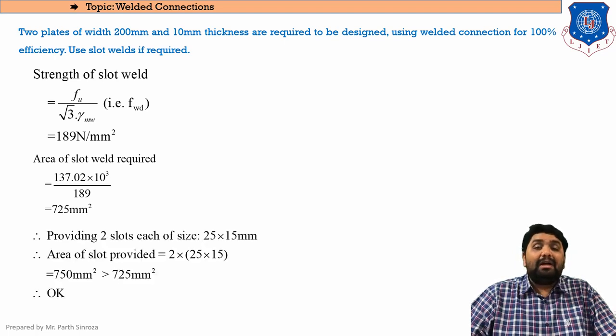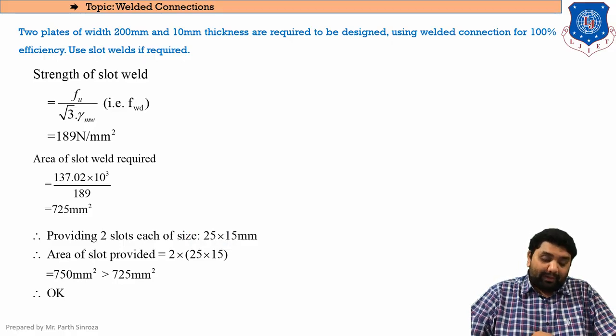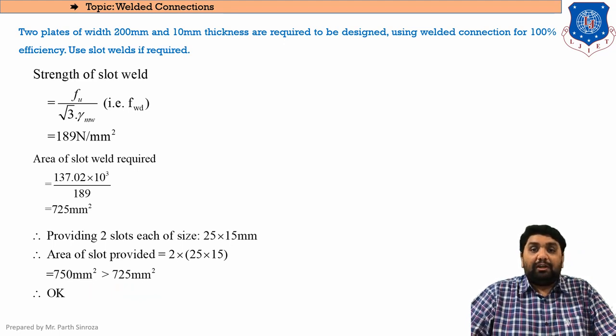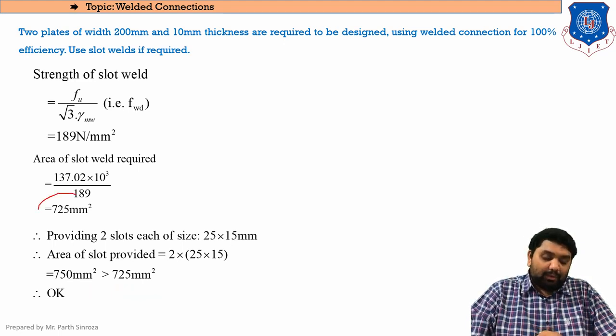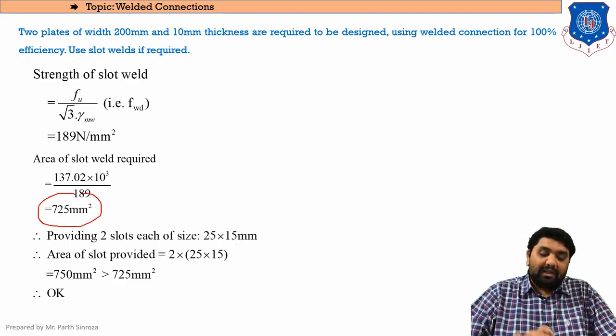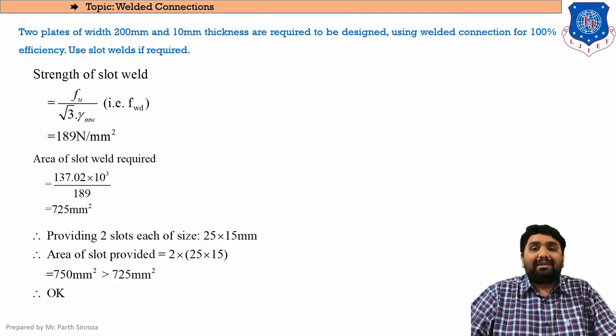Here I have provided a rectangular slot of 25 cross 15, that is 2 slots I have provided of size 25 cross 15. So the total area that I have provided is 750, which is greater than 725. So it is okay, or sufficient. You can also directly get the square root of this value and, rounding off, you can provide the dimensions.